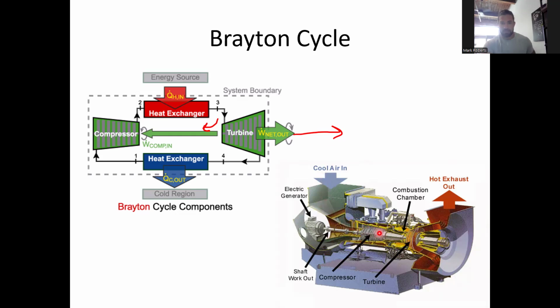The cool air is compressed. We have a combustion chamber, maybe burning natural gas. The combustion chamber makes it hot. That hot vapor is expanded through a turbine, and the exhaust vapors come out. The expansion of this high-temperature, high-pressure vapor rotates the shaft. Some of that work is used for the compression side, and the rest results in electric generation.